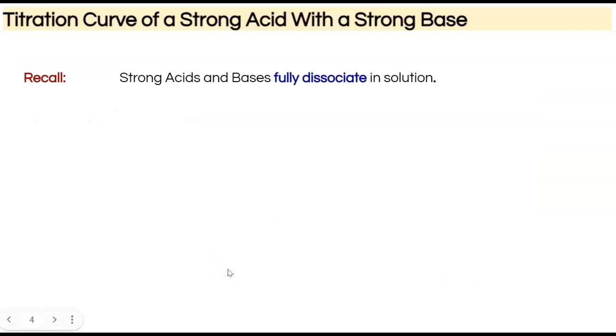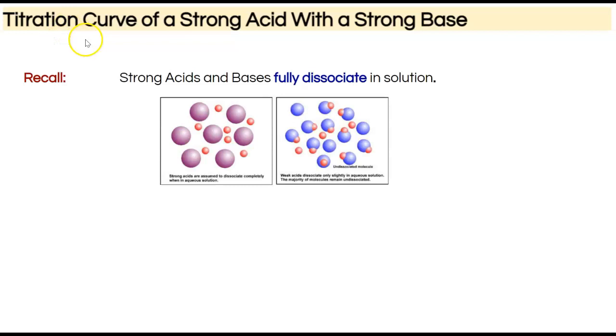Another piece that I want us to understand is that because in this case we are looking at titration curves of strong acids with strong bases, we need to understand what makes an acid a strong acid and what makes a base a strong base, because weak acids and bases behave slightly differently, and their curves are going to correspond as a function of that difference.